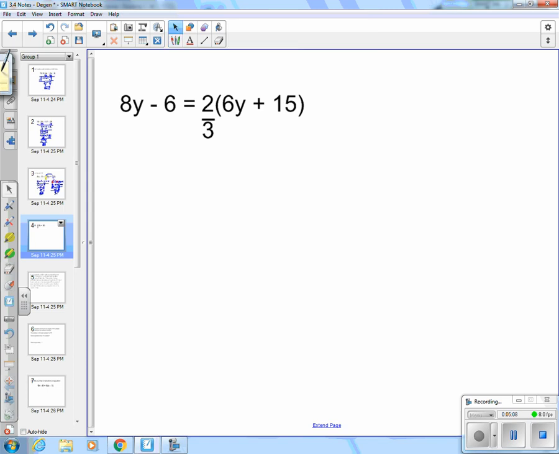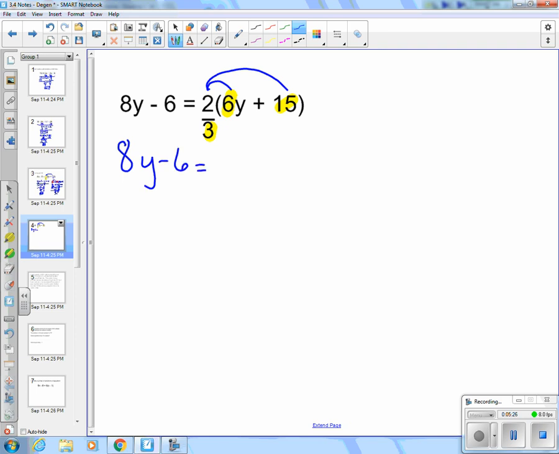When we look at this problem, you see that the 3 is divisible into both 6 and 15. So it would be a great idea to do the distributive property here because we won't create new fractions. So let's have 8y minus 6. When we take the 2/3 times 6, the 3 divides into the 6 2 times. That means we're left with 2 times 2. So we have 4y. Here we're taking the 3 into the 15 and having 5 left over. So 2 times 5 is 10.